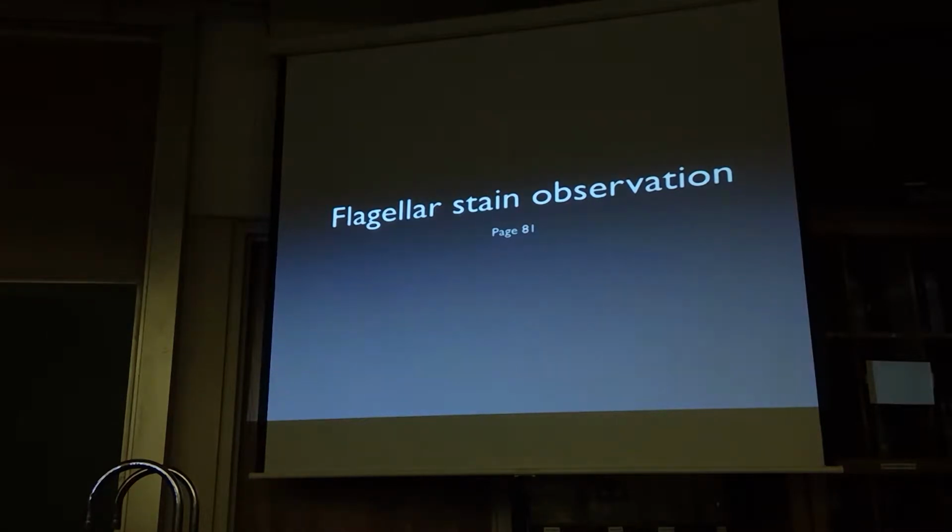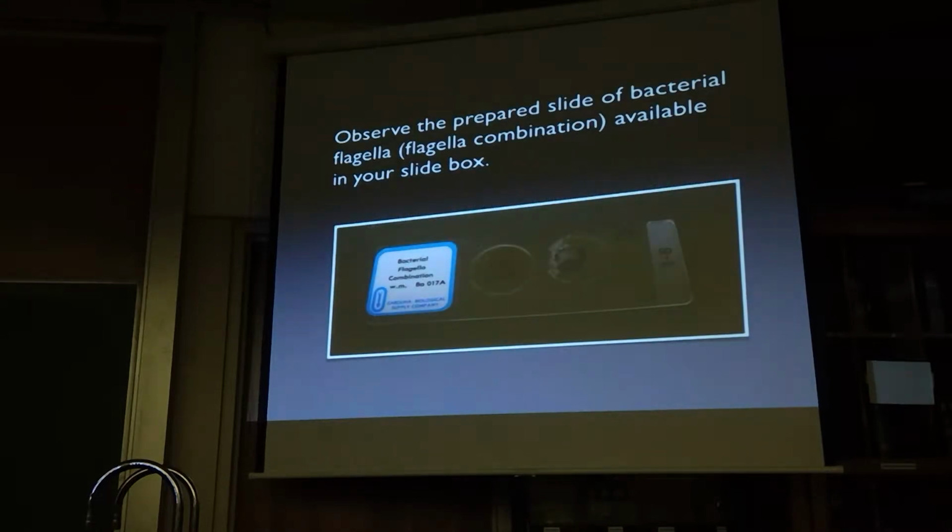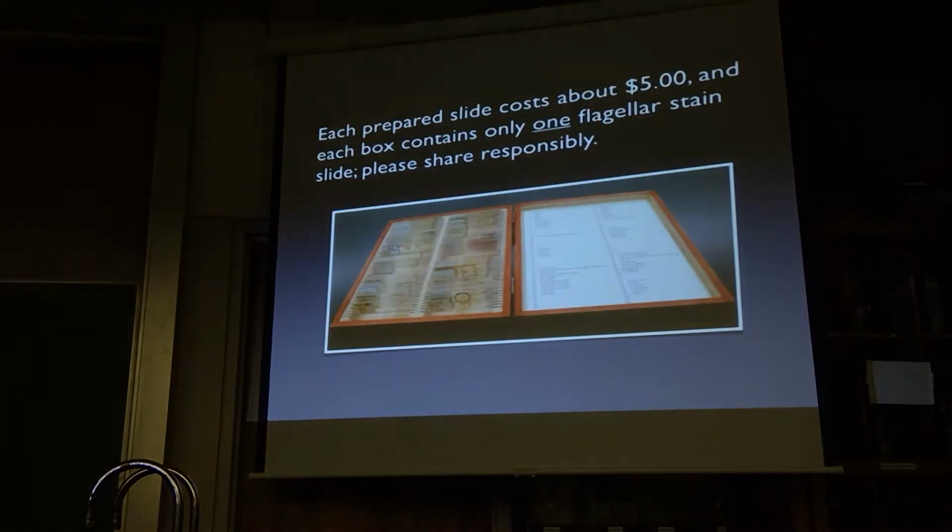The other thing you're supposed to observe tonight is the flagellar stain. These are prepared slides, so they're in the slide boxes. We will not do flagellar stains. It takes too long and the reagents that are used are toxic, so we're not using them. In your slide box, you should have a slide that says bacterial combination or flagellar combination. It has one little smear that has peritrichous flagella and one that has amphitrichous flagella. Please remember, slides are expensive.